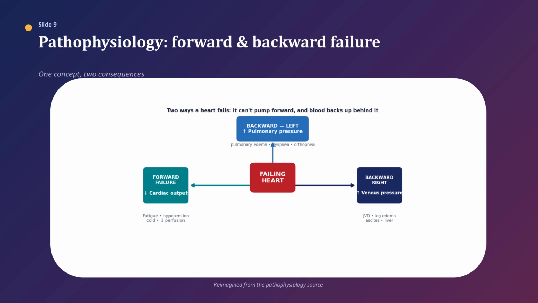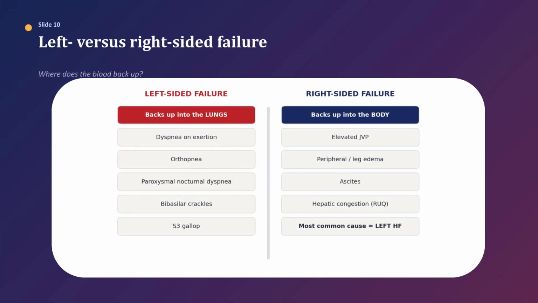Pathophysiologically, heart failure involves 2 main issues: forward failure, which results in poor systemic perfusion, and backward failure, which leads to fluid congestion behind the heart chamber that is failing. Differentiating left-sided from right-sided failure is key. Left-sided failure causes pulmonary congestion, while right-sided failure manifests as systemic congestion. Importantly, left-sided heart failure is the most common cause of right-sided failure.